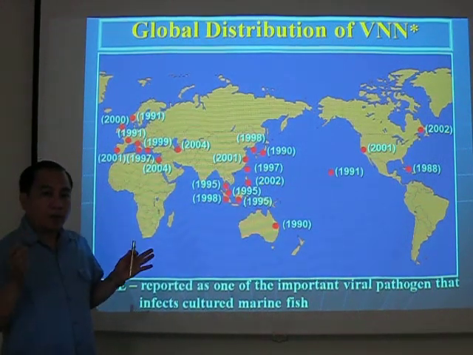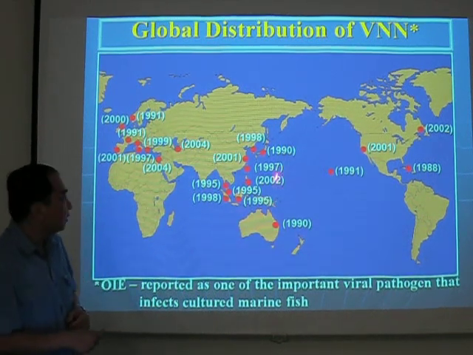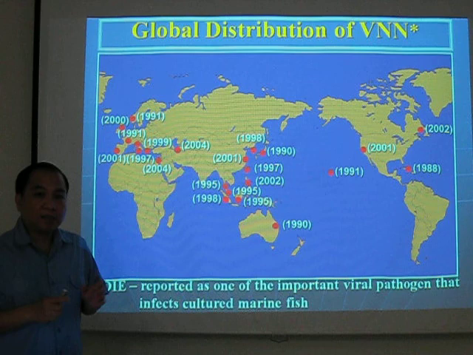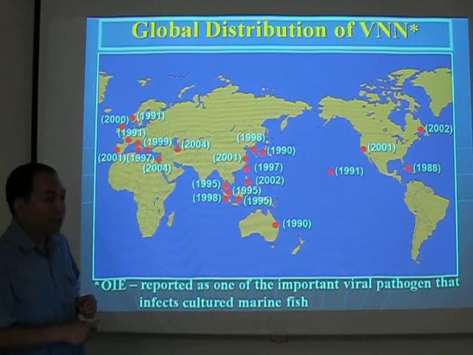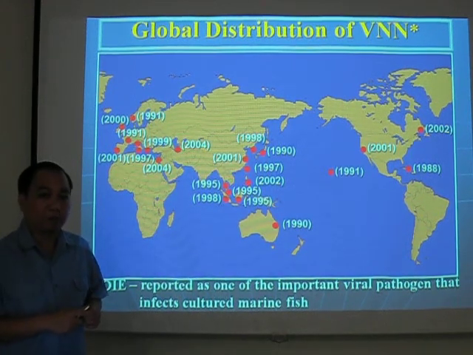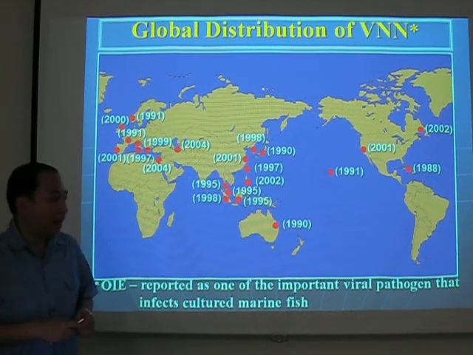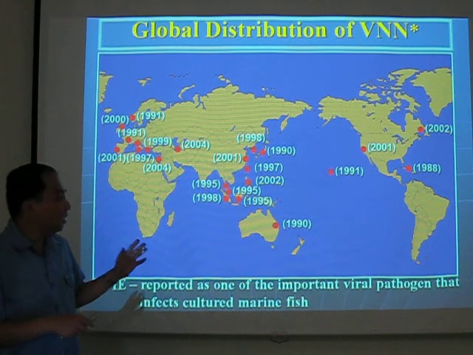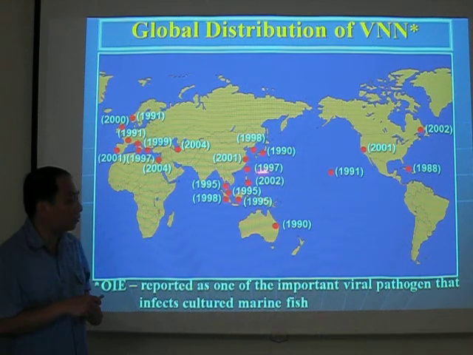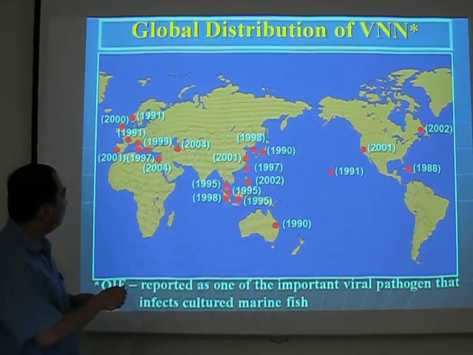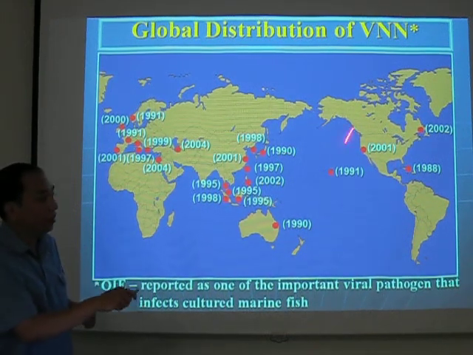So I have to show to you now the global distribution of viral nervous necrosis, as shown in this slide. The first cases of VNN were reported in Japan in a hatchery-reared Japanese parrotfish, and in barramundi in Australia, both in 1990. And it spread worldwide. That includes Asian and Southeast Asian countries, including the Philippines, where it was reported in 2002. It was also reported in European and Mediterranean countries, and also in the American countries.